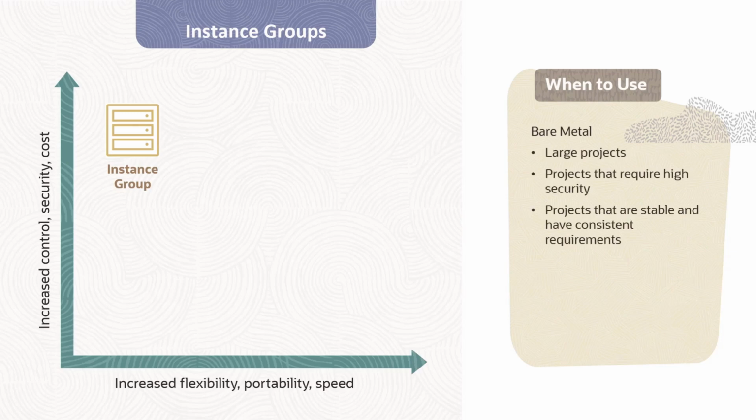Bare metal is the least versatile, most costly option, but it provides the most control and security. It's a good option for projects that require a more constant, larger, or separate and secure space.